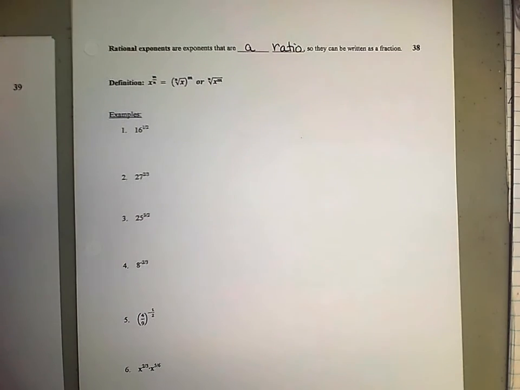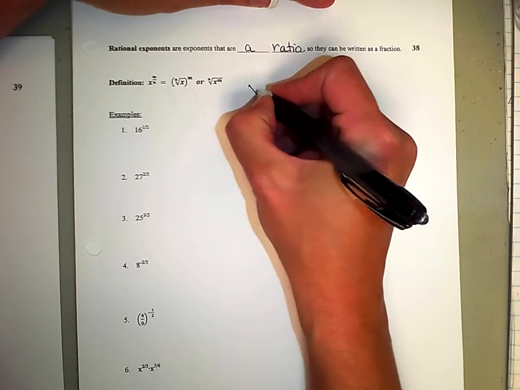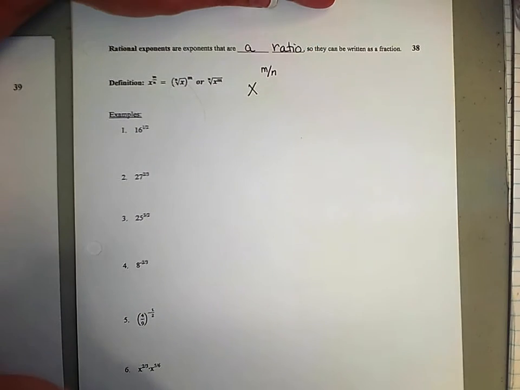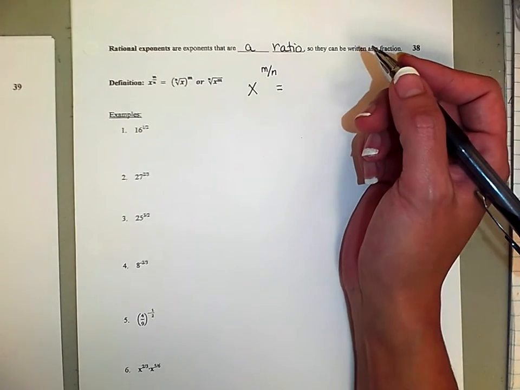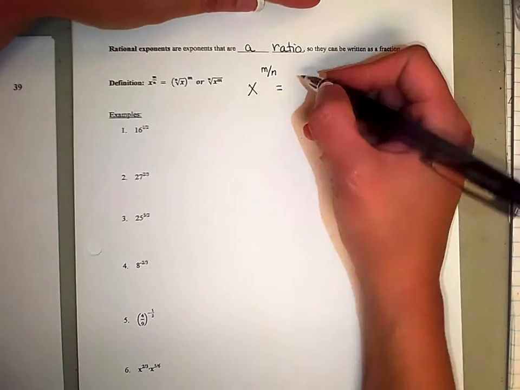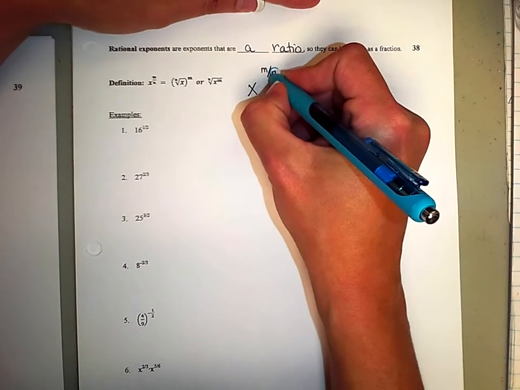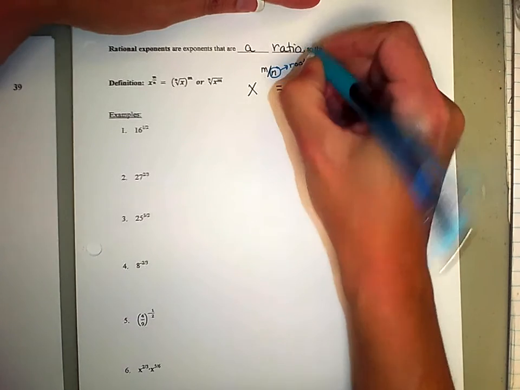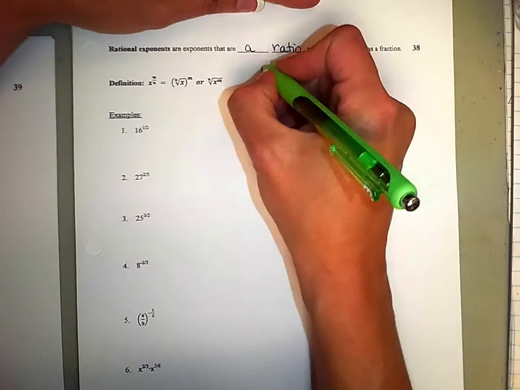Okay, so our rational exponents are exponents that are a ratio, and therefore they can be written as a fraction. This definition's a little unclear, so let me rewrite it. That is, if I have x raised to some fraction power, m over n, that is a rational exponent. Then there's a couple of different ways that we can write that to help in our simplification. The important thing to note is that the denominator will become the root, and the numerator will stay as a power.